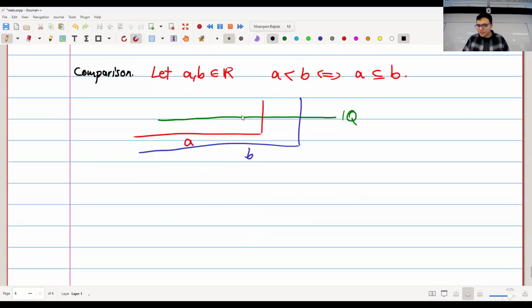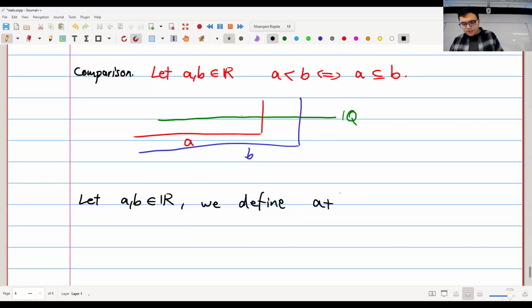Now, you can define addition and multiplication and all those things. Let me just define addition. You can define the rest of them. So let A and B be in R. We define A plus B to be this set: the set of all X plus Y such that X is in A and Y is in B.